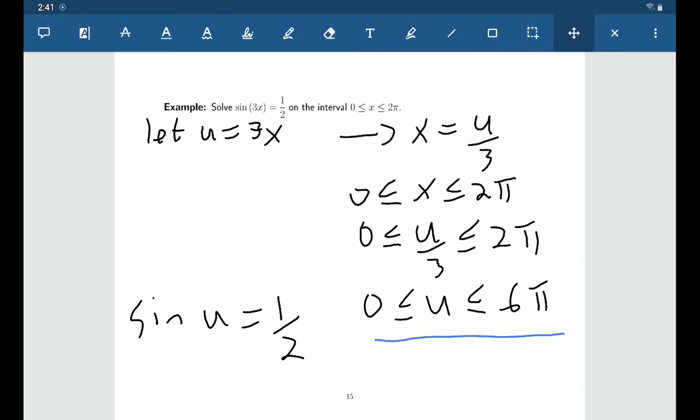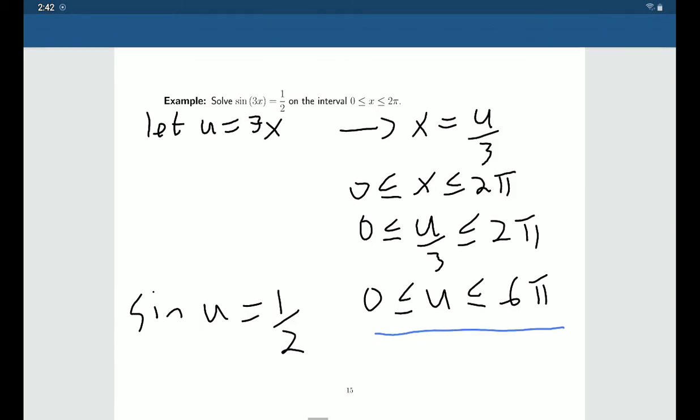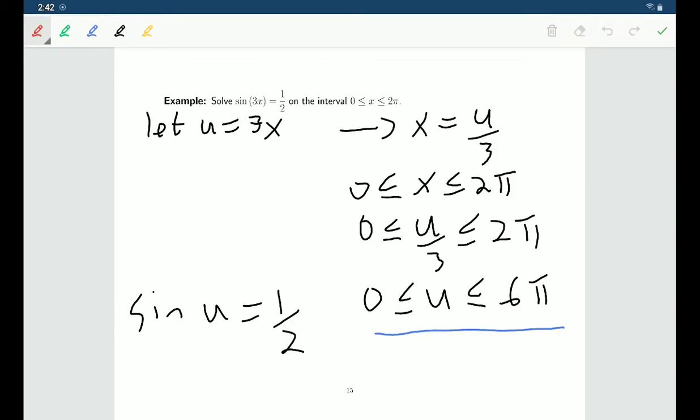Now, one thing to think about here, of course, is again quadrants, and we're going to think about that just before we do any solving. Here, the quadrants that we're looking at will be quadrants where sine has a positive value. And sine is positive. We're looking for where sine is equal to a half. It's positive in quadrant 1, and it's positive in quadrant 2.